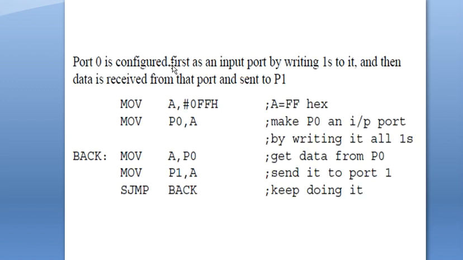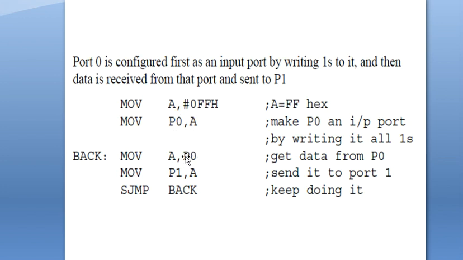Here, as given in the description, port 0 is configured first as an input port by writing ones to it, and then the data is received from the port and sent to P1. Here the accumulator is loaded with 0FFH, then that data will be loaded to P0. So P0 you are going to configure as an input port. We know that if you send 00 to port 0, you make it an output; if you send FFH, you make it an input.